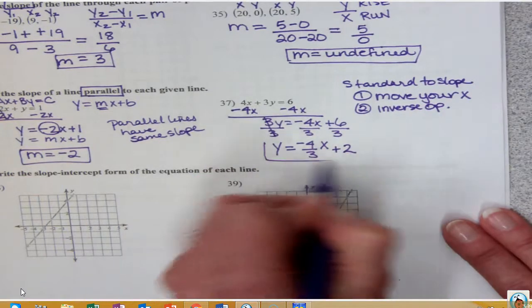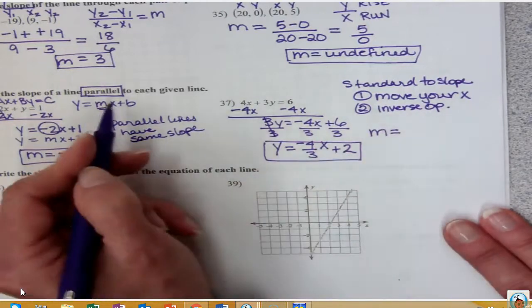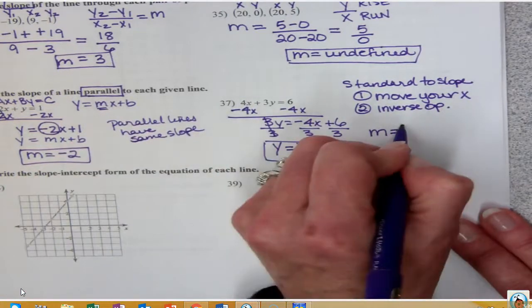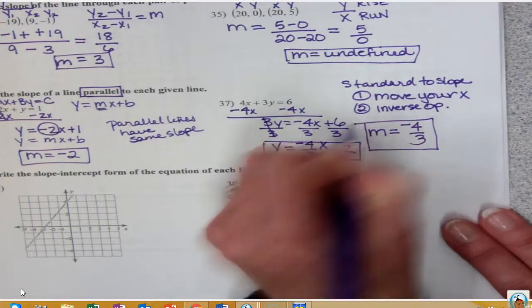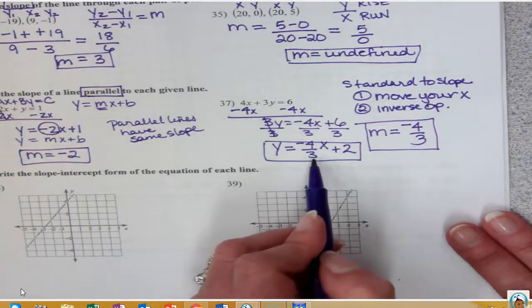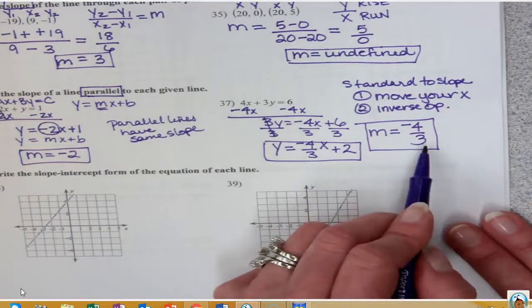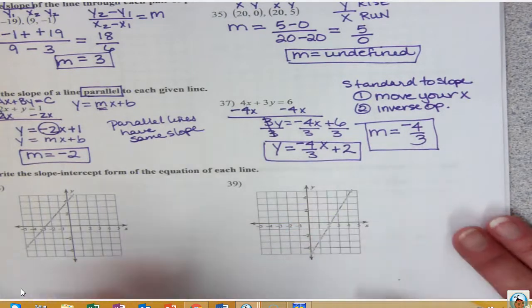This is that line in this form, but the slope of a line parallel would be negative 4/3. Do you notice that I'm only putting the number in front of the x? That's it. I'm only putting the number in front of the x. All right.